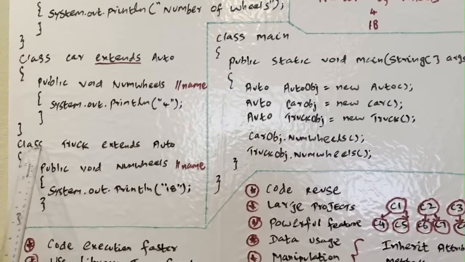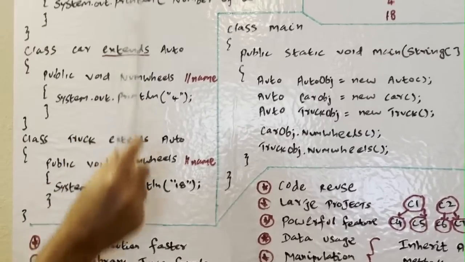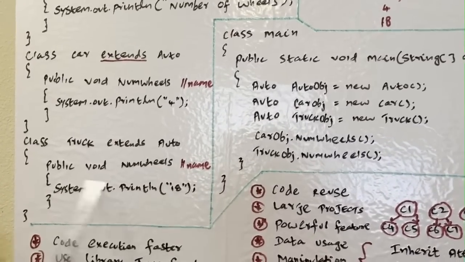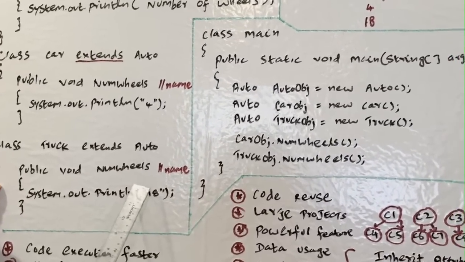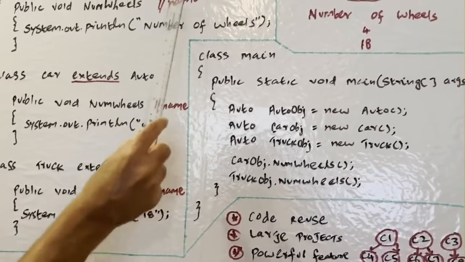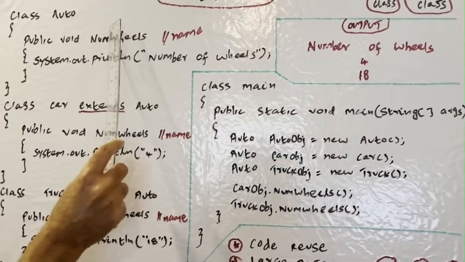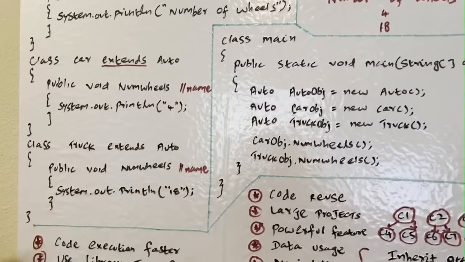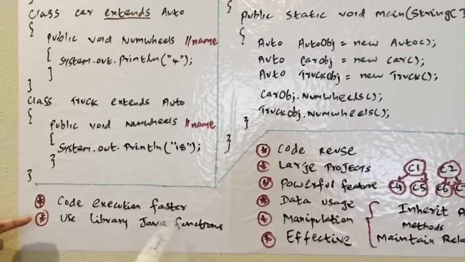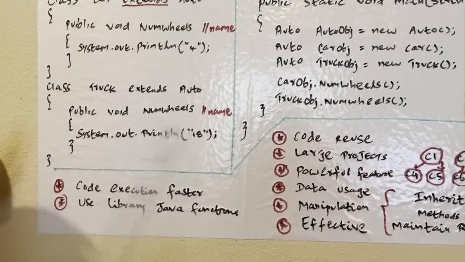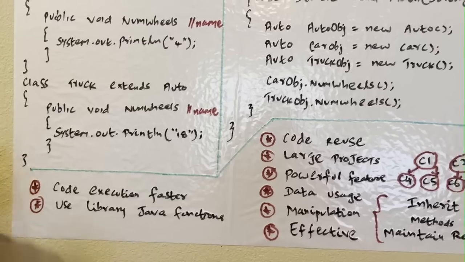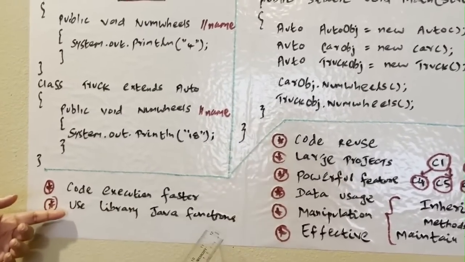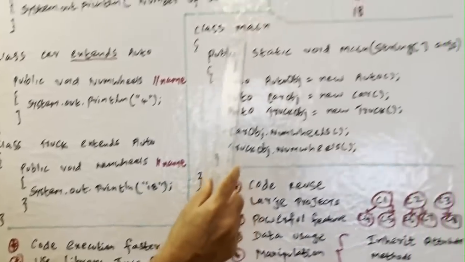Same thing. Class truck extends auto. How many wheels does a truck have? The biggest truck, let's say 18. So public void number of wheels. Same name. That's the polymorphism. Superclass, subclass 1, subclass 2. You can create many more subclasses. This way code execution will be faster. We are reusing the code, you don't have to put the same code again and again. Use the library Java functions. So this is the main function.